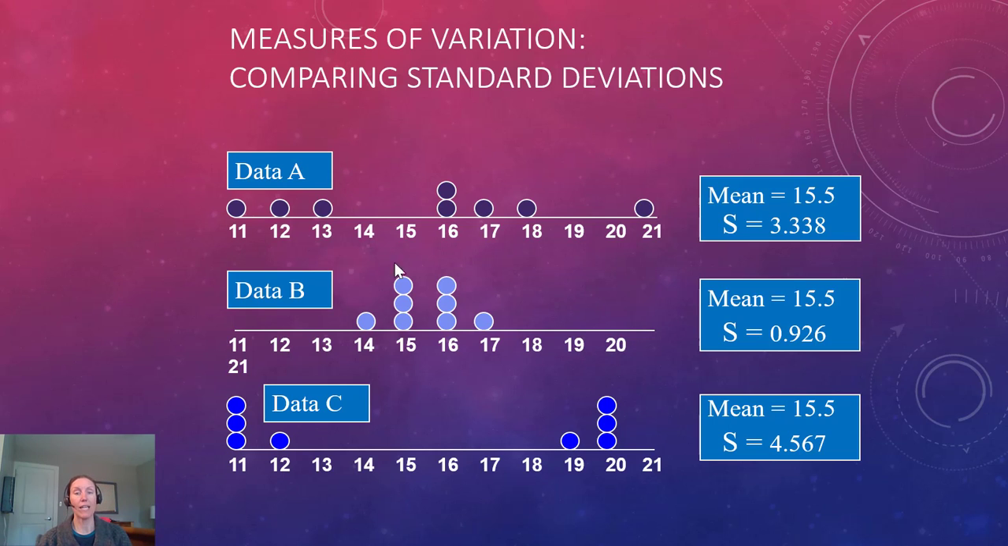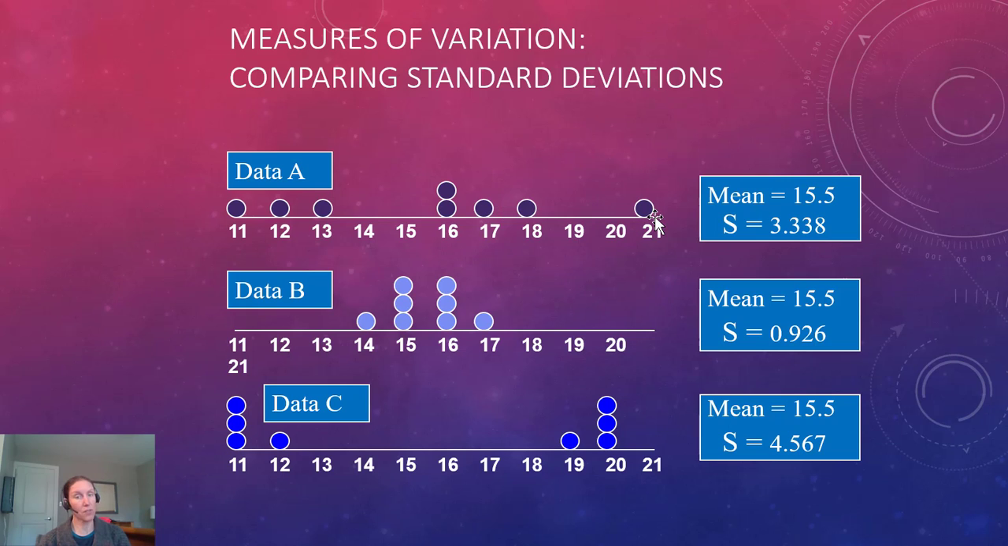Now, let's look at different data sets here. So data A, data B, and data C have means and standard deviations of the following. Notice they all have the same mean. But what do you notice about the data sets? Are they similar or are they very different? Okay, so data set B is a little bit close to what we call a bell shape or a normal distribution.